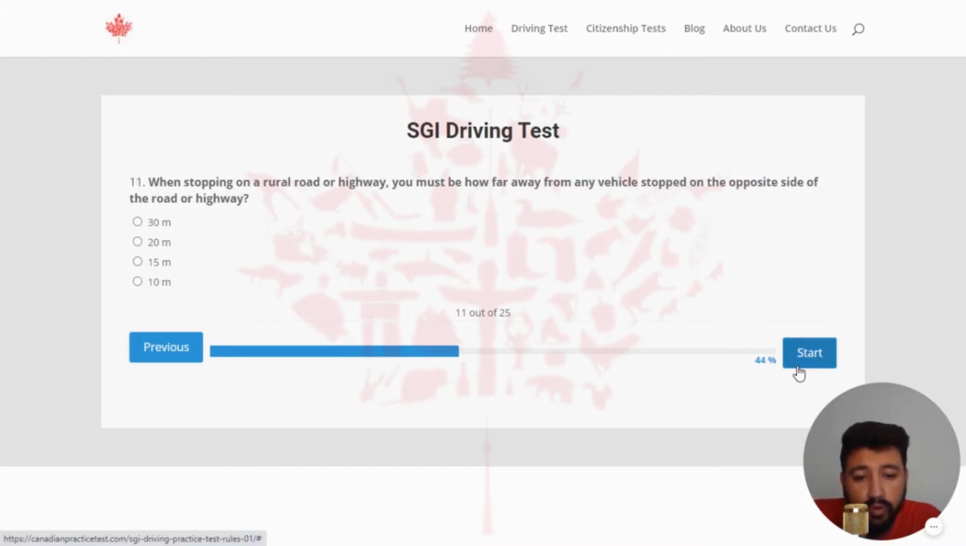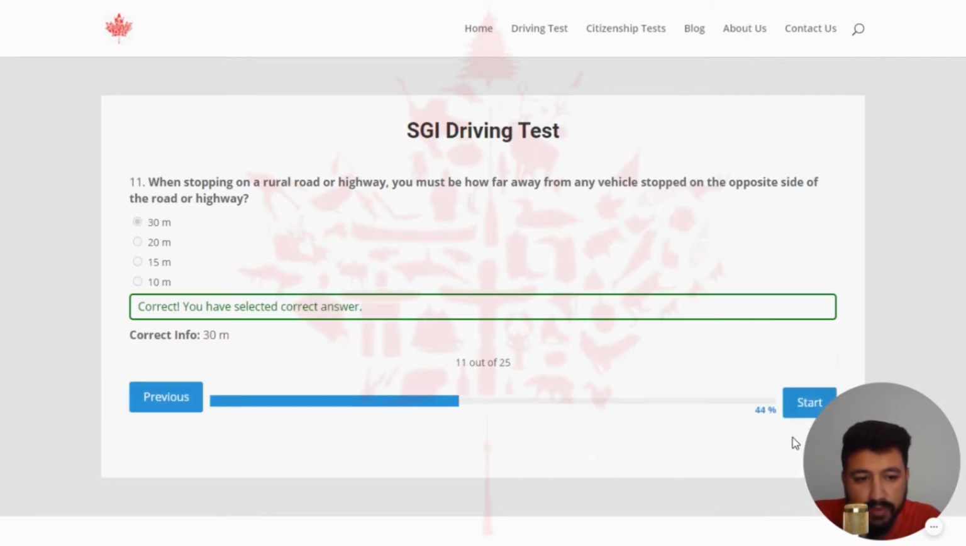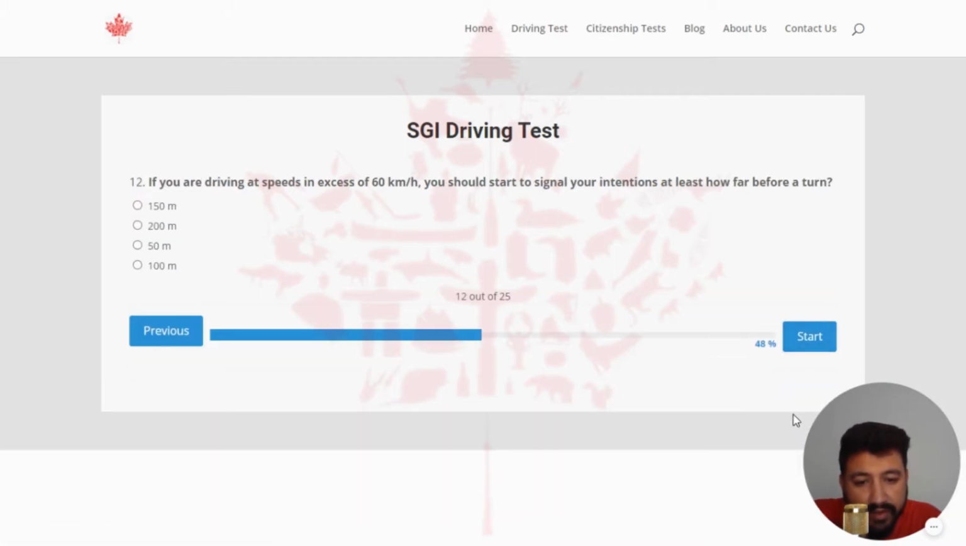Next, when stopping on a rural road or highway, you must be how far away from any vehicle stopped on the opposite side of the road or highway? The right answer of this question is 30 meters. So let's click on the first one. Next, if you are driving at a speed in excess of 60 kilometers per hour, you should start to signal your intention at least how far before a turn. The right answer of this question is 150 meters.